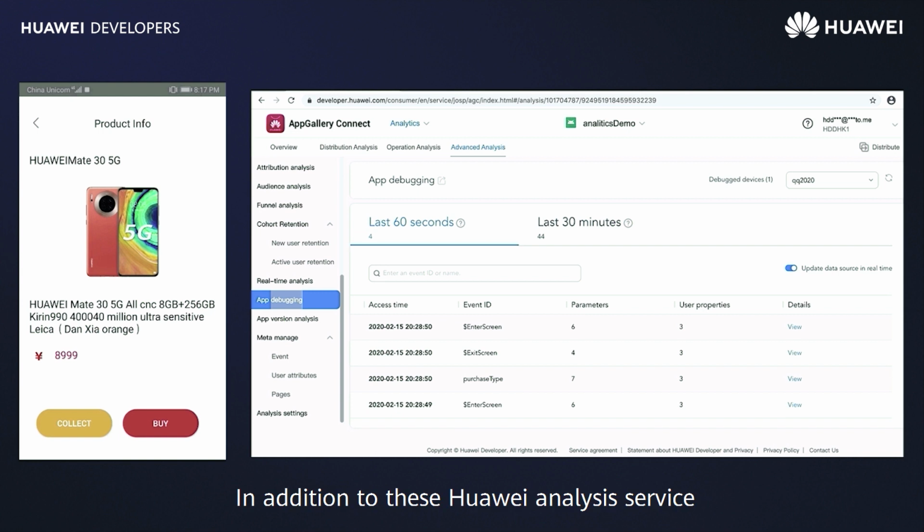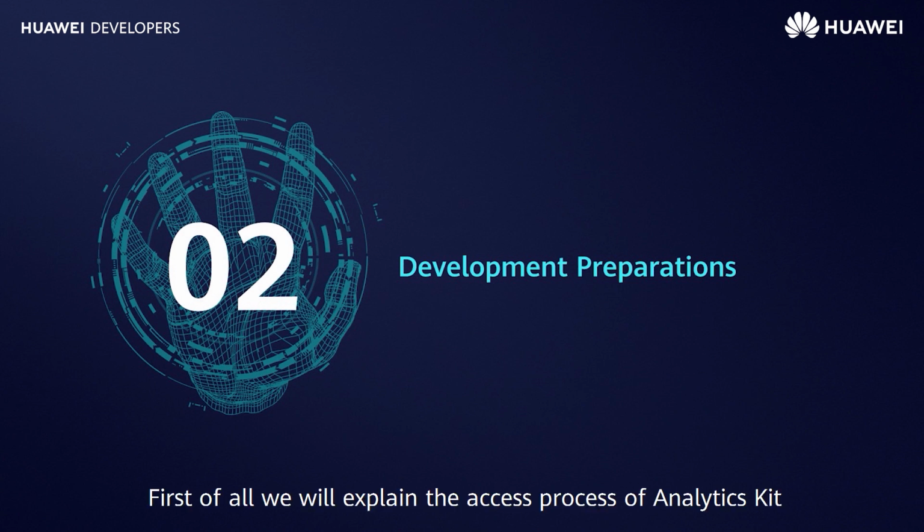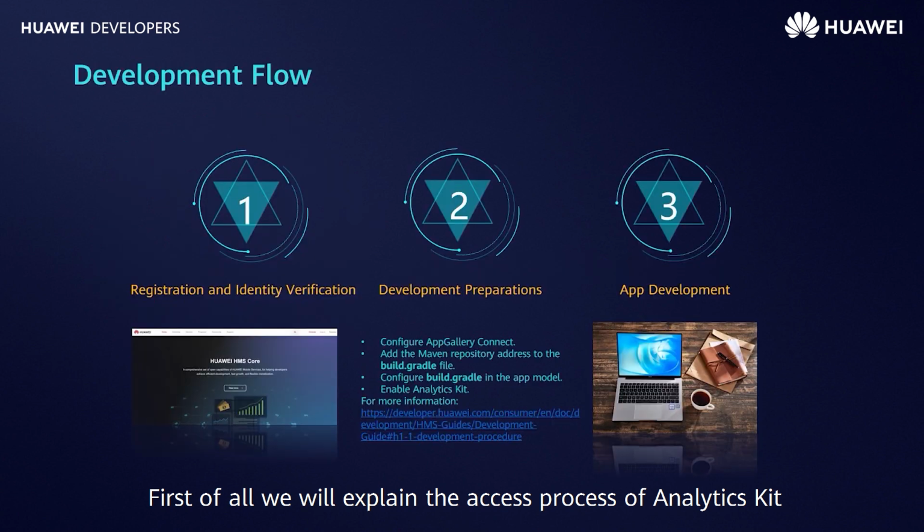In addition to these, Huawei Analysis Service has many other features. For example, we can display the DAU, MAU, and retention, etc. We will introduce these features in detail later. How do we realize the features in the demo? Now let's come to part 2, the practical training of app. First of all, we will explain the access process of Analytics Kit.